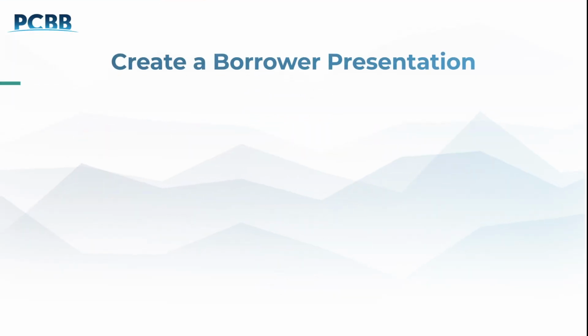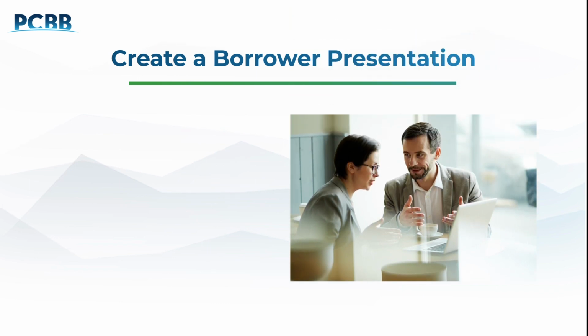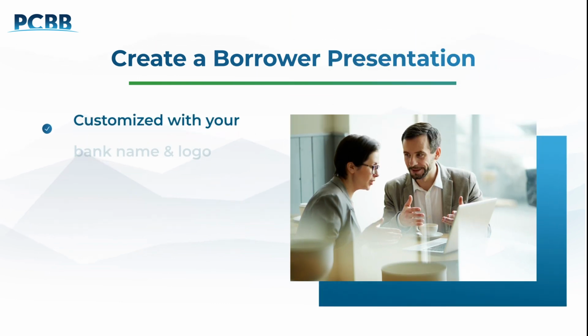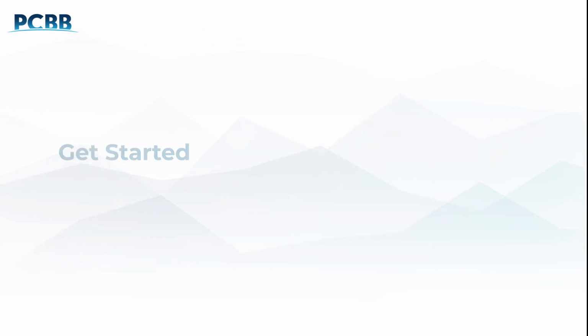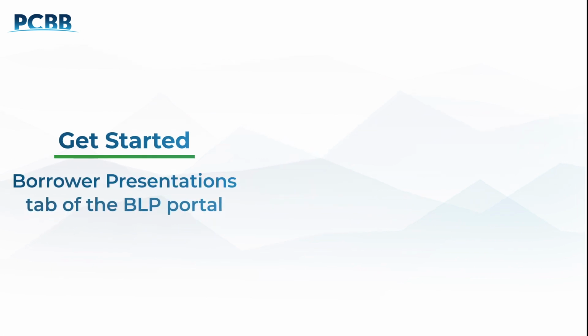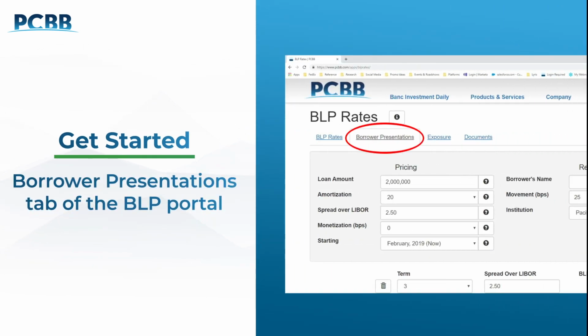When you feel confident that you have a qualified borrower, you can create a borrower presentation customized with your bank's name and logo and personalized for your borrower. The presentation will include the prepayment details and loan amount. It also includes the indicative fixed rate. You can create a custom presentation on the Borrower Presentation tab located within this BLP portal.